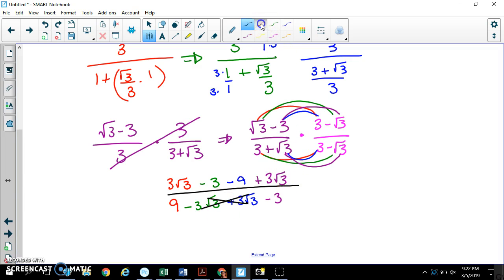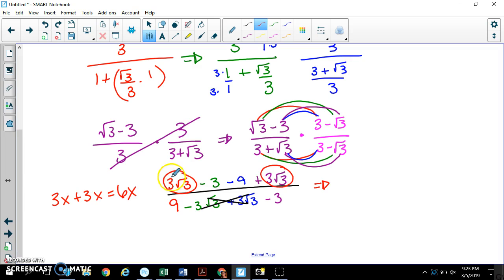So now I'm going to just combine like terms. I've got 3 square root 3 and I've got plus 3 square root 3 right here. So if I have 3x plus 3x, well, that just becomes 6x, right?